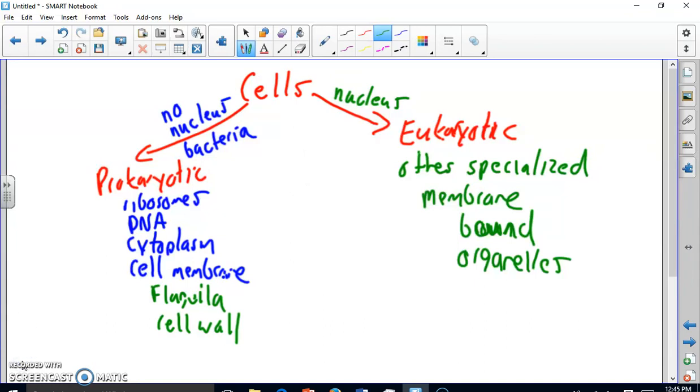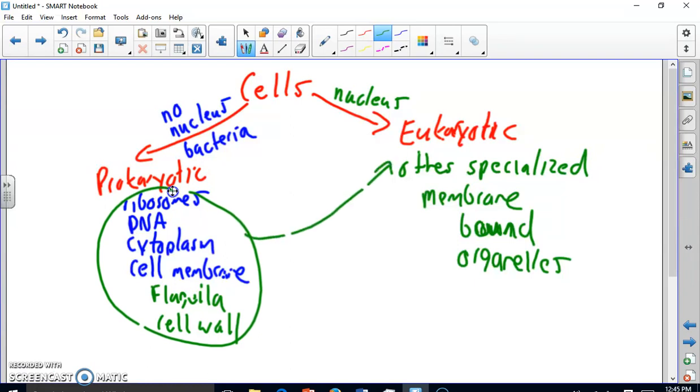Just to make sure, you should know that these things that are here also belong to the eukaryotic cell. And they have other specialized membrane organelles that you're going to look at over the weekend, and we're going to discuss a little bit on Monday after we do the lab.